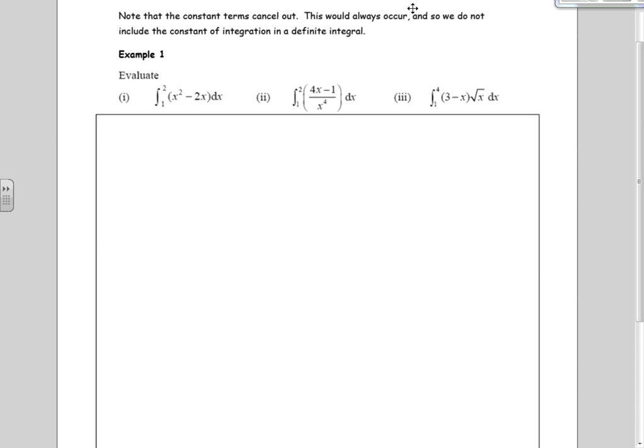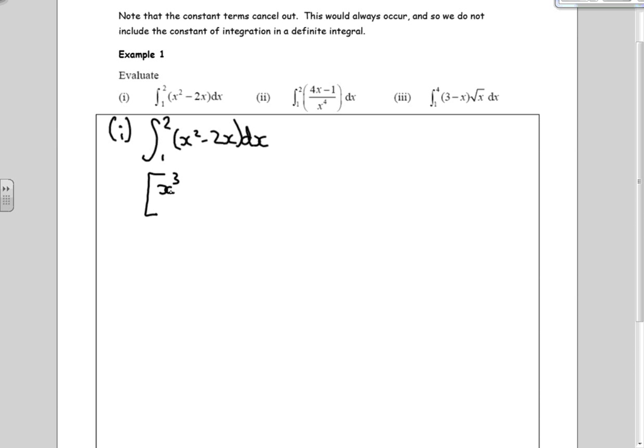C2 integration example 1. So here we're asked to evaluate three different integrals which are bounded. So for I, we are integrating between 1 and 2 x squared minus 2x with respect to x. That's what this dx on the end means. So we just need to integrate what's in the brackets. So add 1 to the power and divide by the new power.